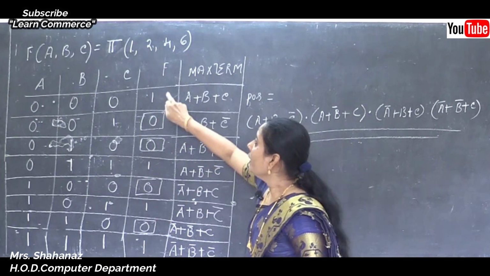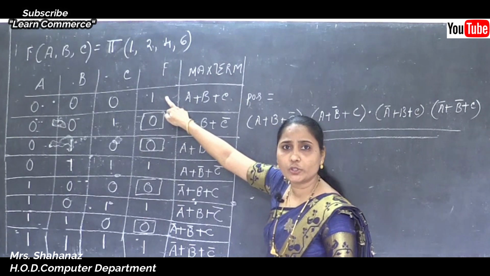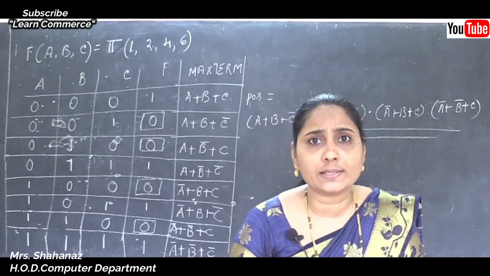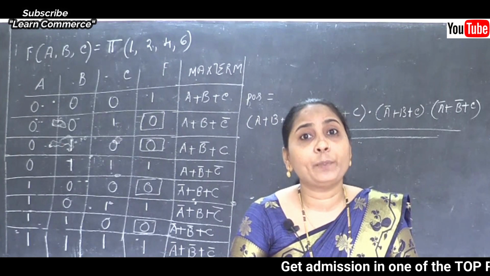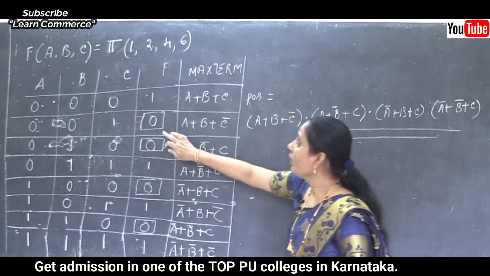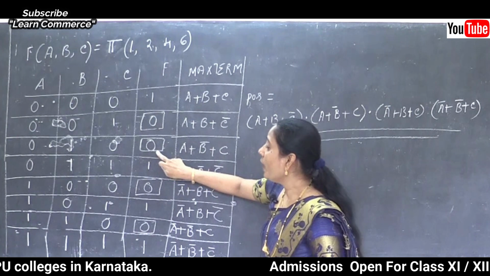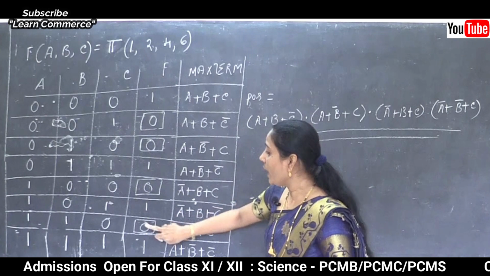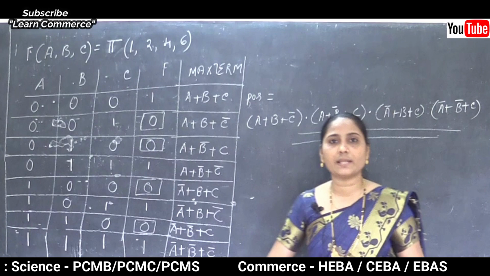In the first place it is 0, I am not using that value; there I use 1. We know the difference between SOP and POS. In SOP, binary 1 is considered to form the SOP, but in POS binary 0 is considered to form the POS. So in place of 1 I am using the value 0, in place of 2 the value 0, in place of 4 the value 0, and lastly in place of 6 the value 0, and in the rest of the places the value 1.